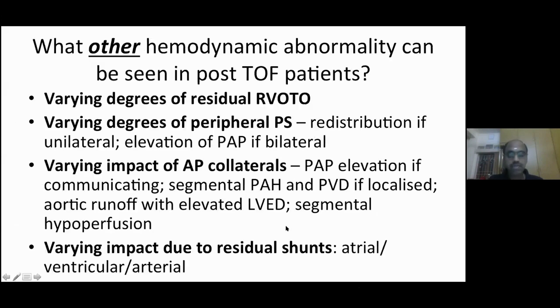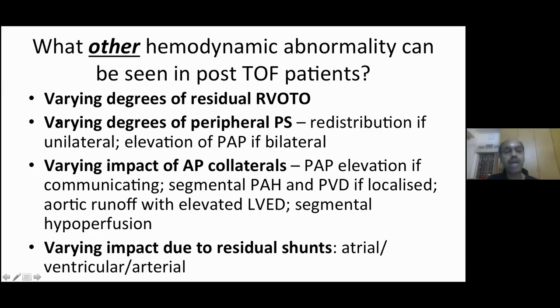It's correct. Now, coming to the next question about post-tetralogy patients, what are the other hemodynamic abnormalities that may be seen? Varying degrees of residual right ventricular outflow tract obstruction, either at the infundibulum or valve, will be seen, wherein RV systolic pressure will be higher than the PA systolic pressure. Varying degrees of peripheral pulmonary artery stenosis will be seen.